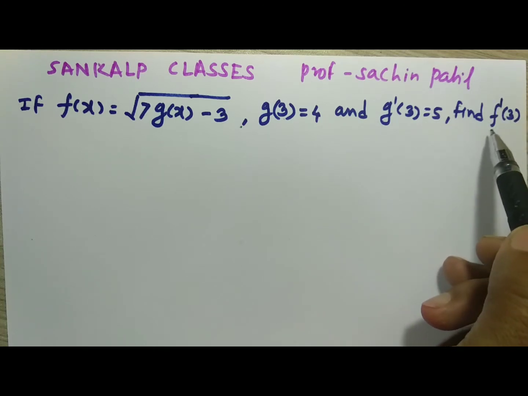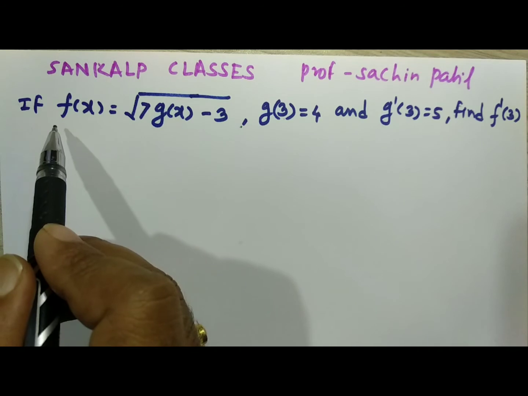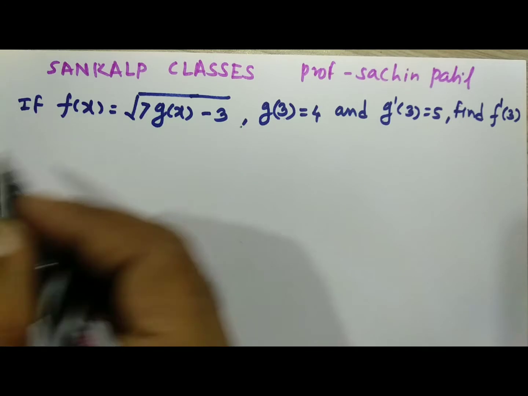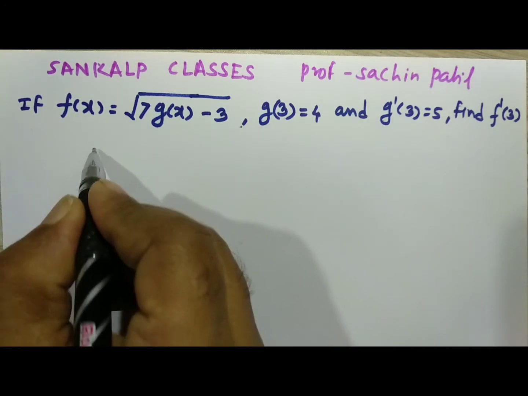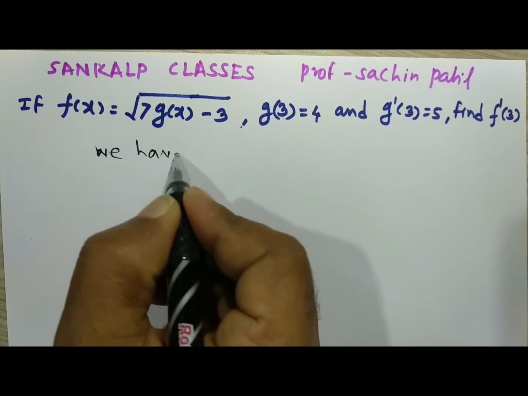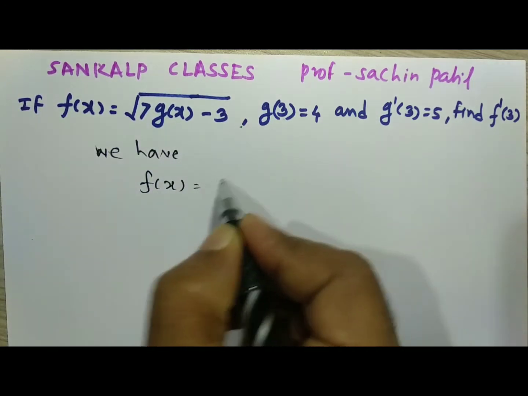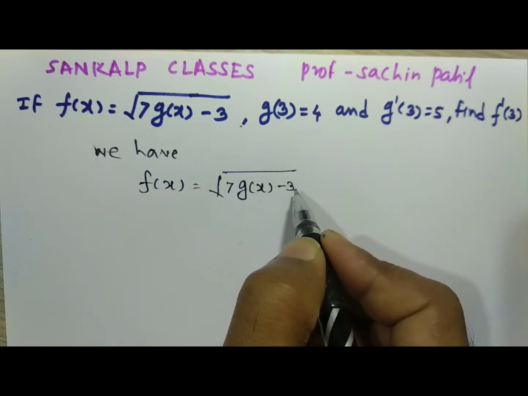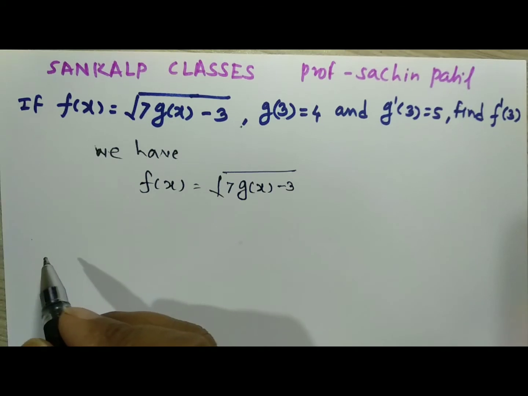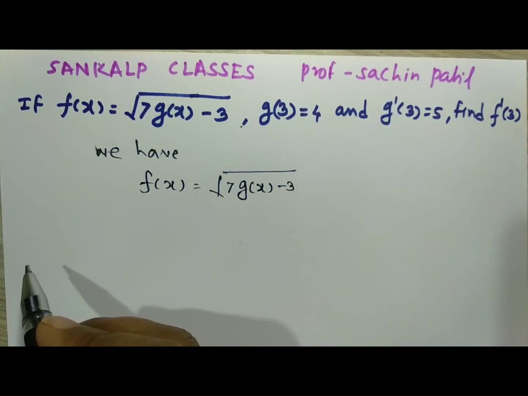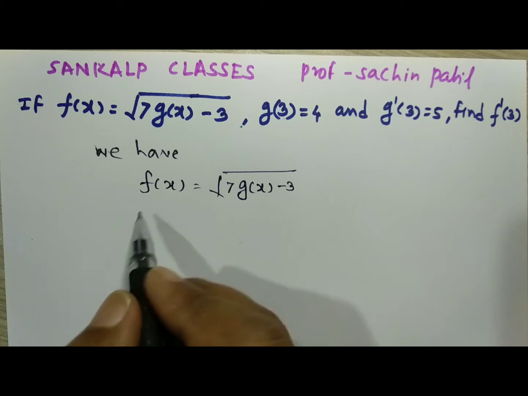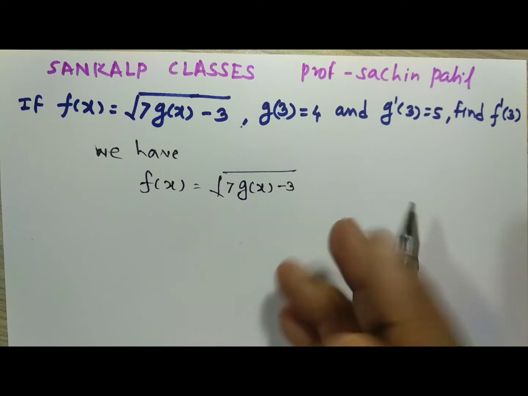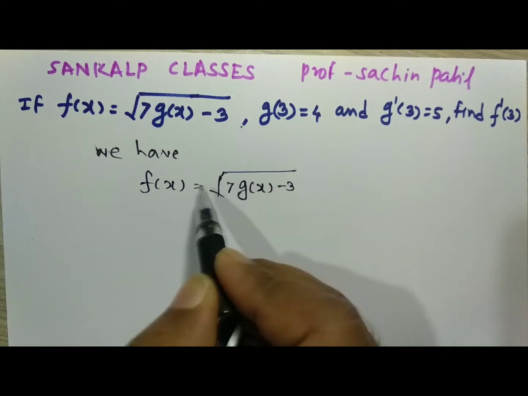That means first of all we have to calculate the derivative of f of x, and then you will get the value of f dash 3. Here we have the function f of x is equal to square root of 7g of x minus 3. Now we are going with the derivative of root of x.